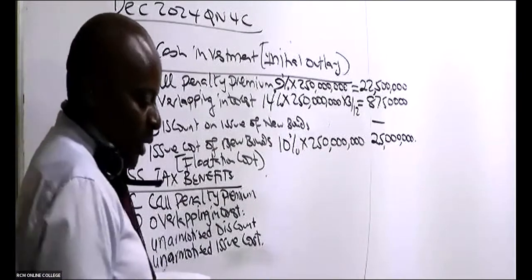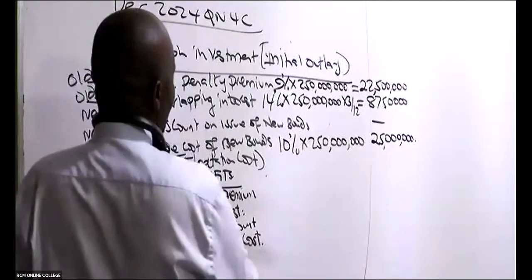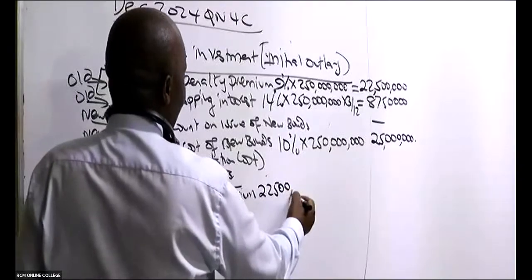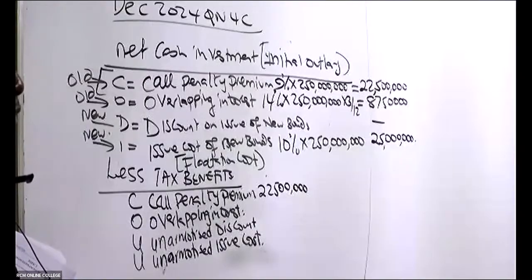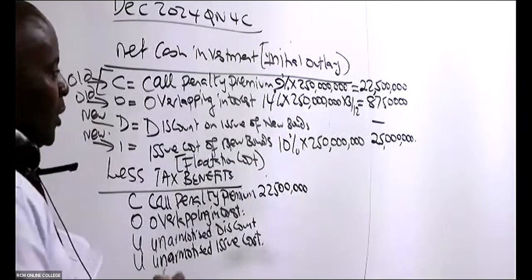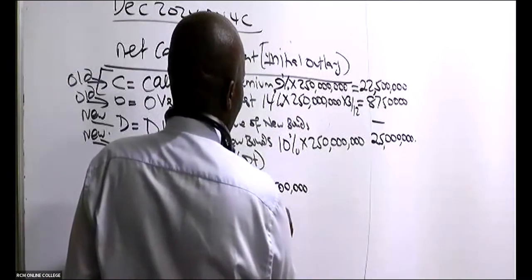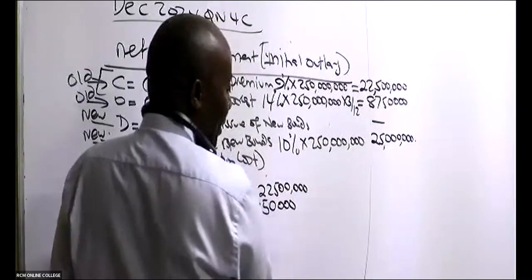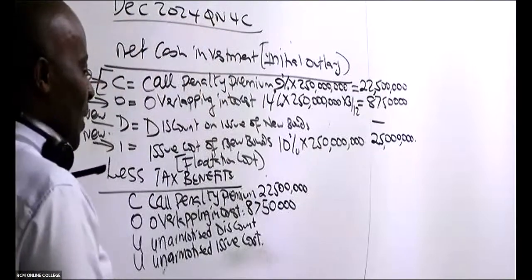Yeah, so in this case here, of course, you have these figures. Are you able to see the call penalty premium? It is 22,500, isn't it? Do we have in this case here overlapping interest? Overlapping interest, already this one here is 8,750. Write it aside first, because we'll be multiplying this with 30%. Write it aside.